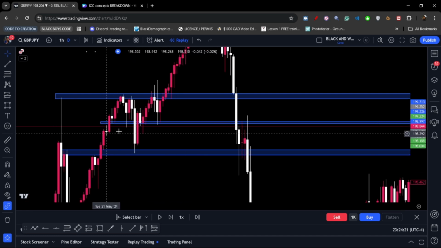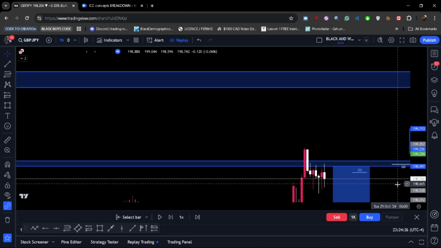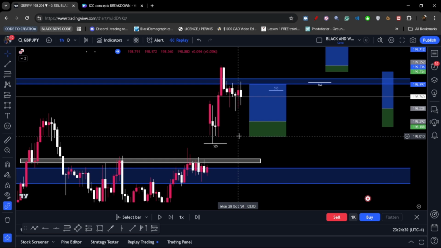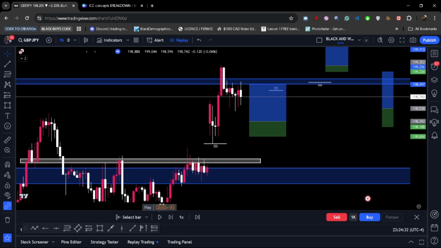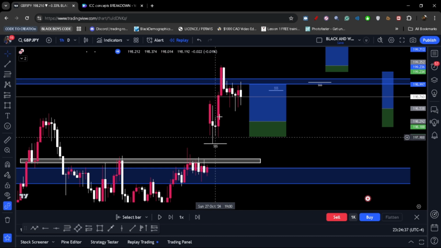So as you can see, boom, boom, right? Basically what happened was price was essentially going for this liquidity right here, right? And again, notice how price now reacted off of this area and bought up.